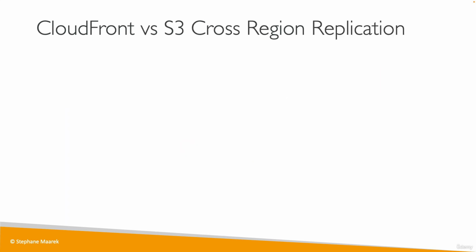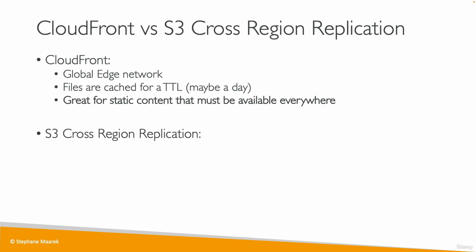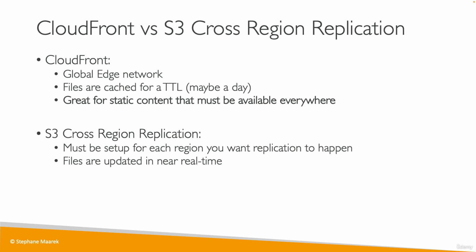So what is the difference between CloudFront and S3 cross-region replication? Well, with CloudFront, you get a global edge network and files are cached for a time to live, maybe a day, and it's great for static content that must be available everywhere. If you use S3 cross-region replication, you must set it up for every region you want to replicate to, and the files are going to be updated in near real time.